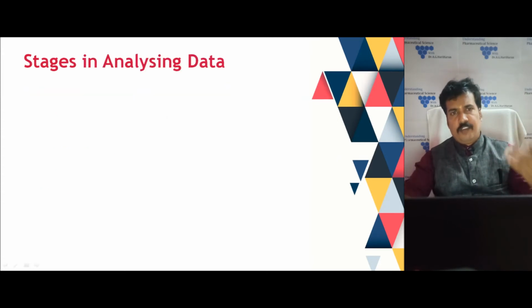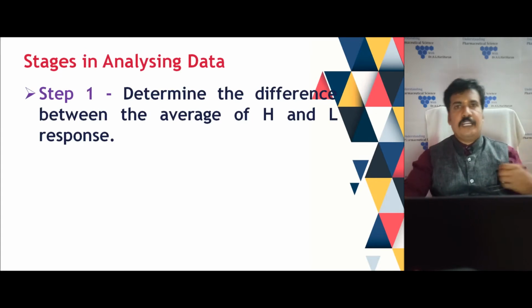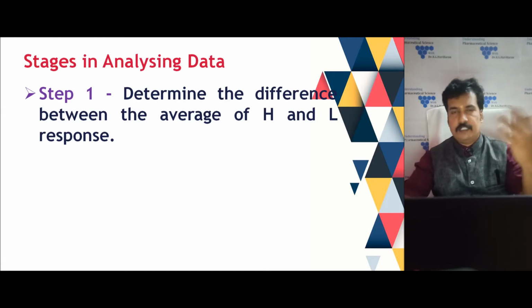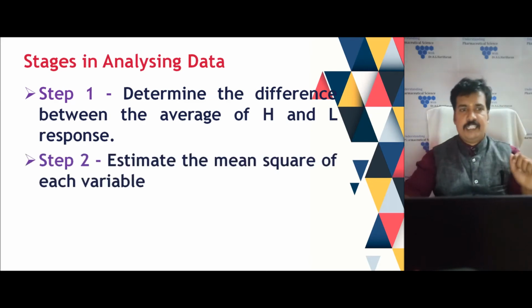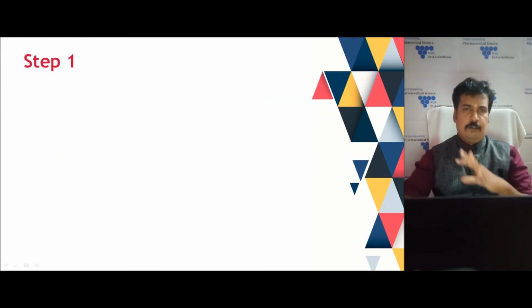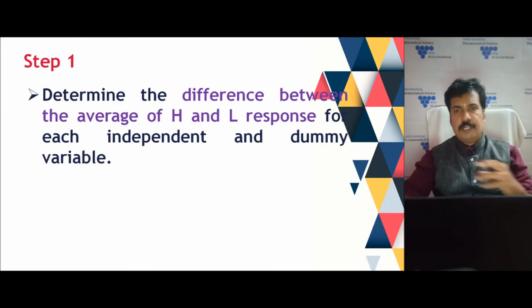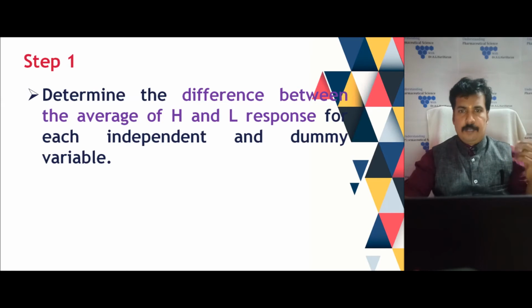If we see the various stages of analyzing the data, in the first step we determine the sum of high values, that is, 4 will have high values and 6 will have low values. So in step 1 we determine the high and low values and their difference. In step 2, we will also calculate the mean square of each variable. Step 1 has been illustrated with a simple experiment, where we determine the difference between the average of high and low variable.